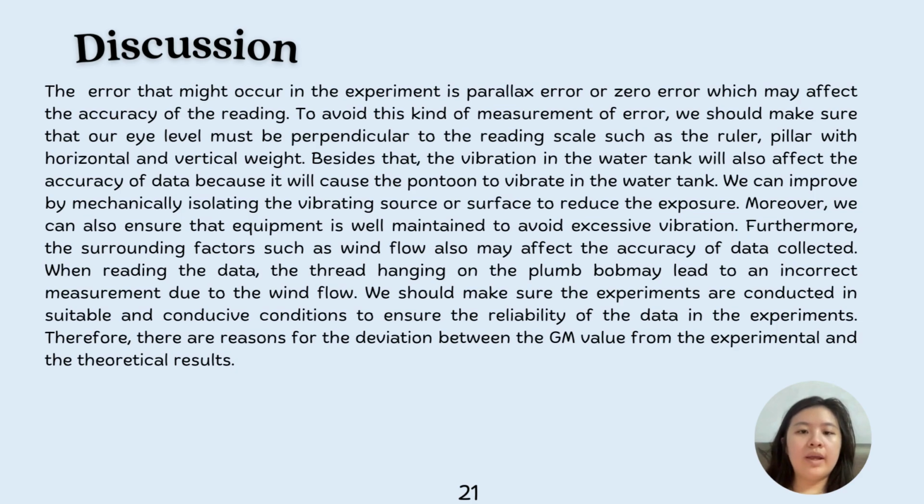Since we get quite a high percentage error, some precautions should be considered to prevent parallax error. First, we need to be perpendicular to the reading. Sometimes we also need to be concerned about the vibration of the water, and we need to reduce the fan's effect, which causes the pontoon to tilt more. We also need to make sure that, when we read the data, the thread hanging on the plumb bob is in the correct position.